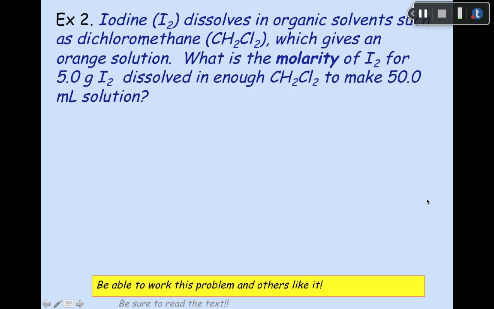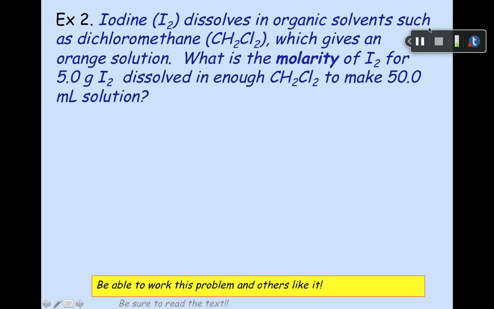Let's try another question that has you calculate a concentration. So iodine is a solid that dissolves in organic solvents because it's very much nonpolar. If you remember the experiment in the lab about solubility in solution, that's one that was tested. It will dissolve in this thing called dichloromethane, which gives a very pretty orange solution. What would be the molarity?